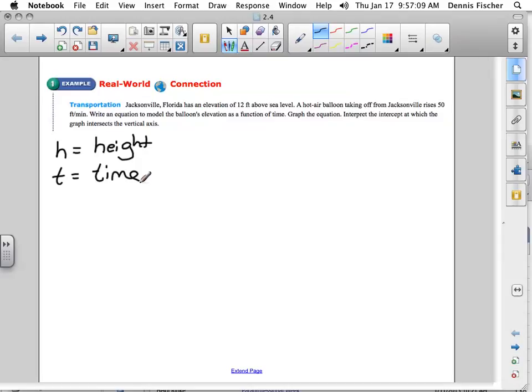So you need to picture what's happening when you write an equation sometimes. Picture what's happening. You get a hot air balloon that can go on at Jacksonville, Florida. It's going up in the air at 50 feet per minute.